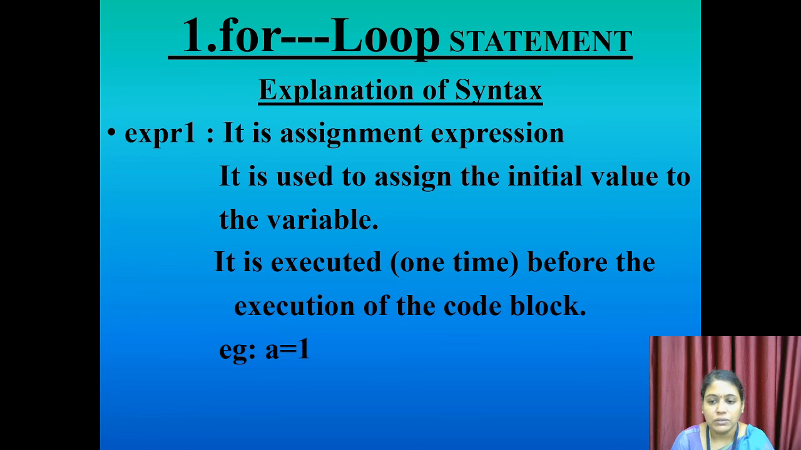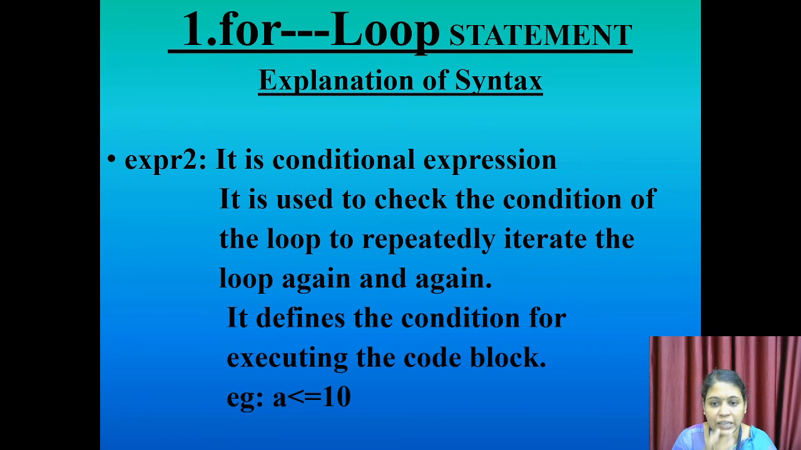So for pointing to that particular place, we use an index variable in this for loop statement. First you have to assign some initial value to that index variable. For that we use expression 1, the assignment expression, and this expression is executed only one time, before the execution of the code block. It is not repeated again and again. It is just for assigning the initial value to that variable, for example i equal to 1.